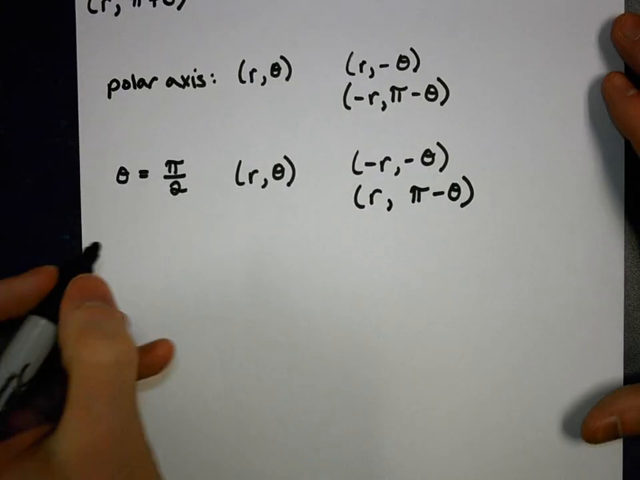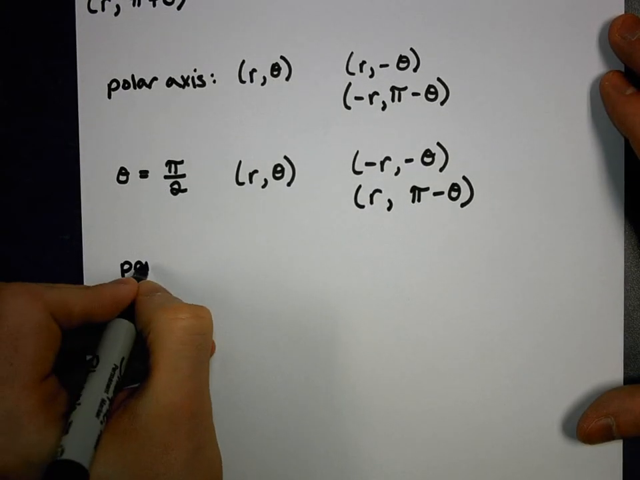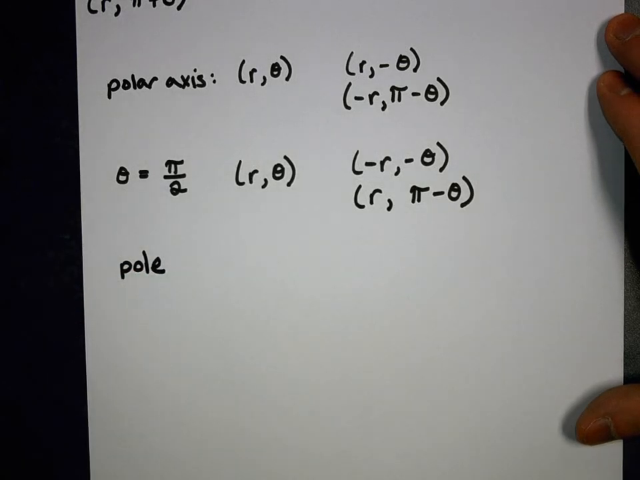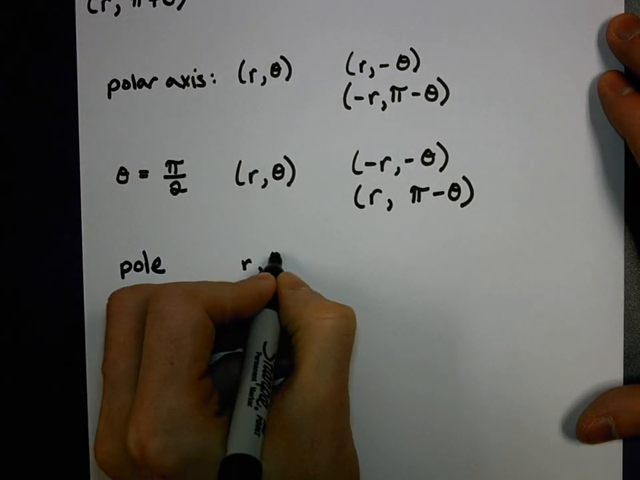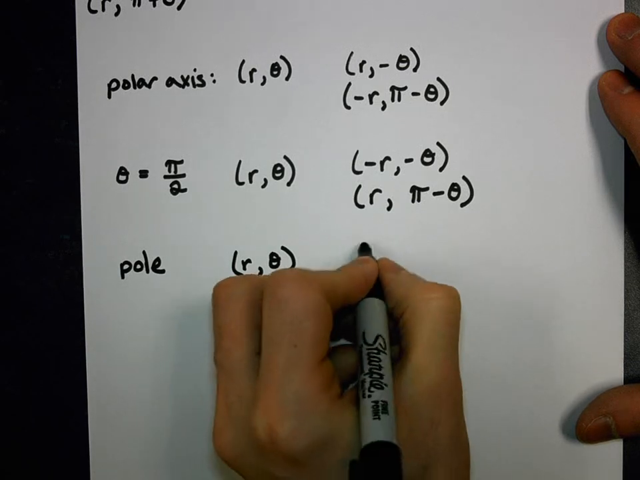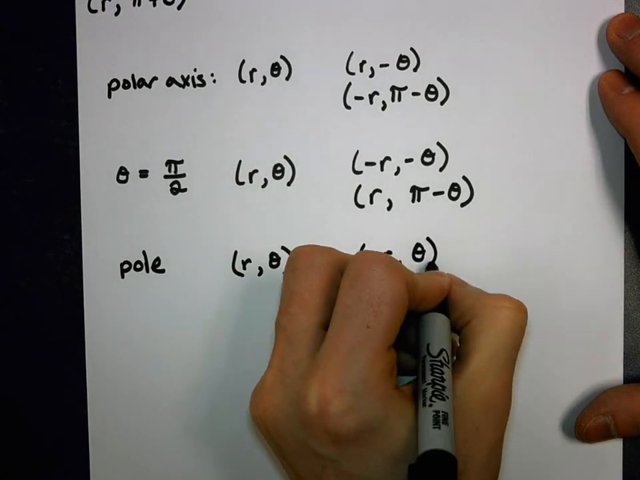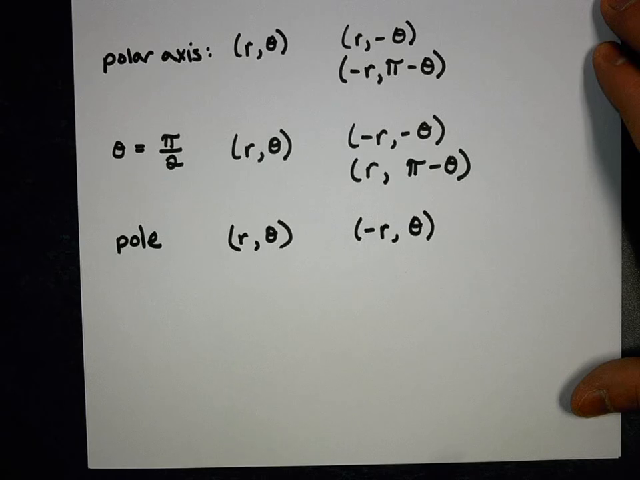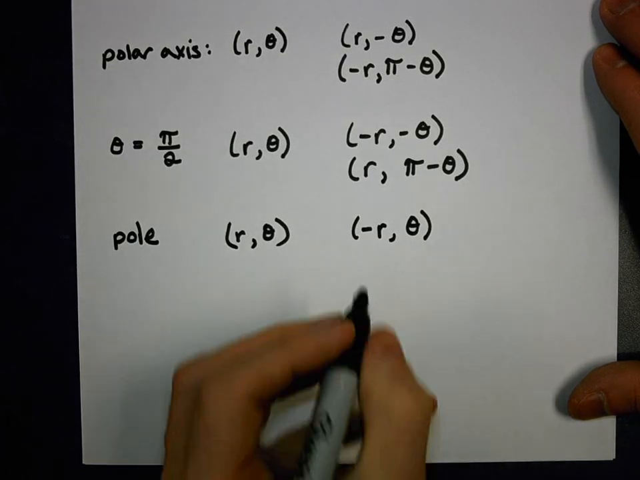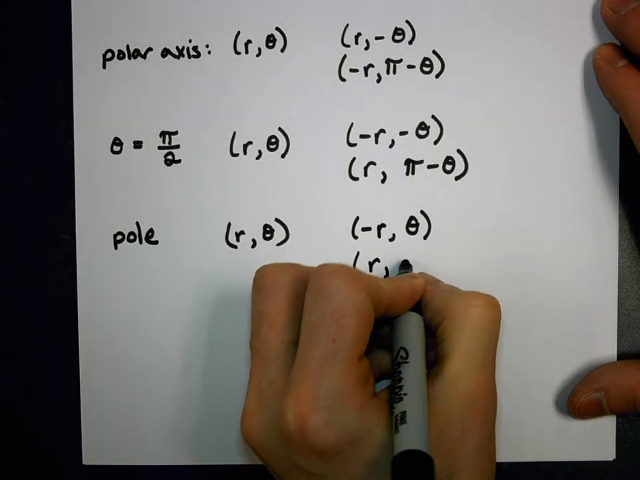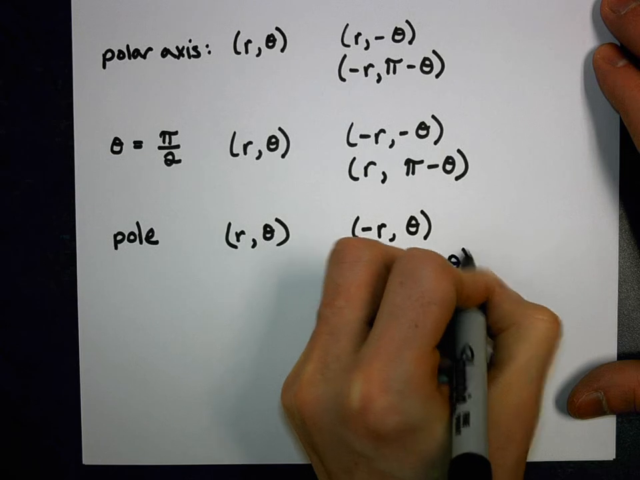And then finally, if I'm looking at symmetry around the pole, that means for every (r, theta), (-r, theta) also has to be on the graph. Or writing from the perspective of a positive r, (r, pi plus theta).